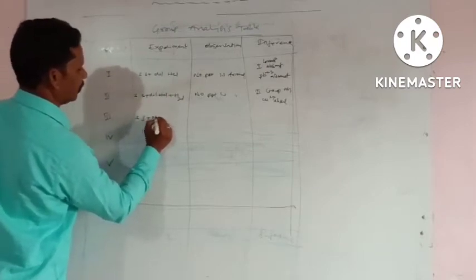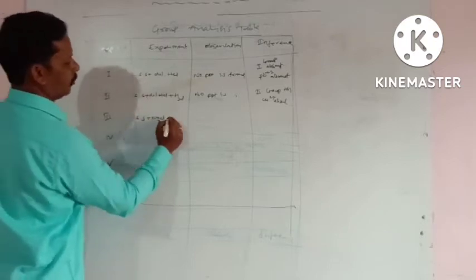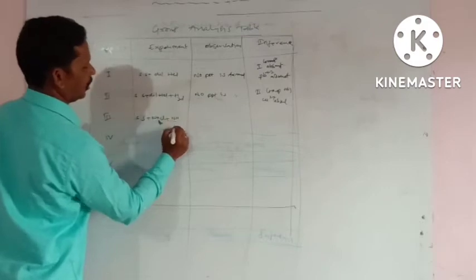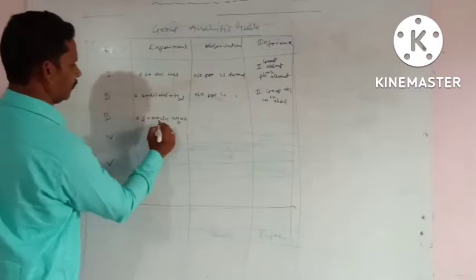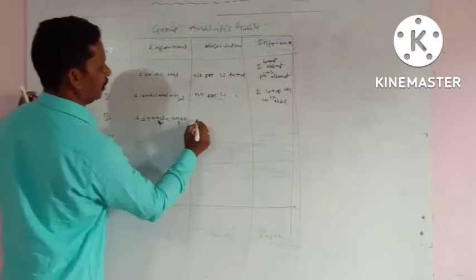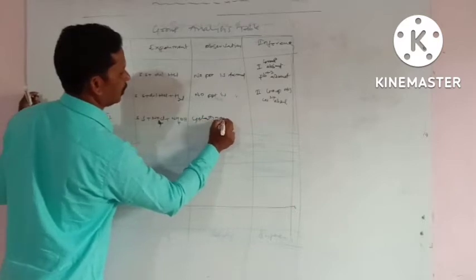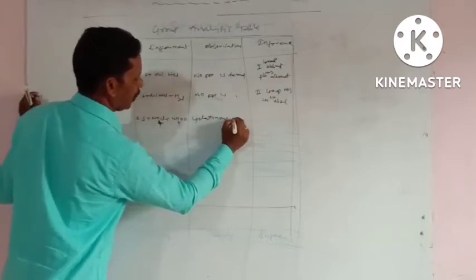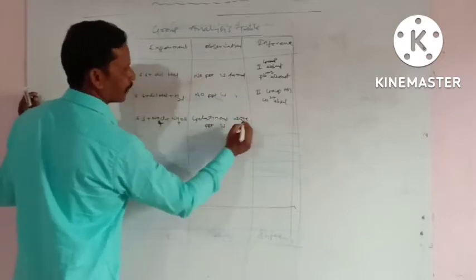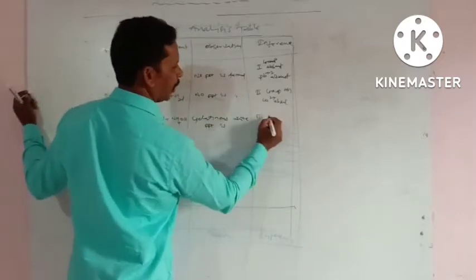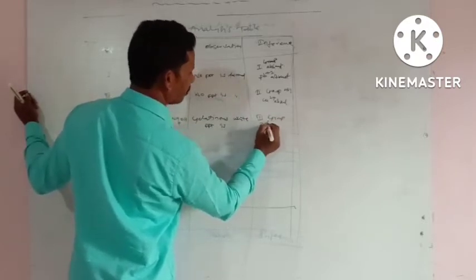And third group, salt solution plus ammonium chloride. I'm writing the formulas only, ammonium hydroxide. So ammonium chloride and ammonium hydroxide are the third group reagents. Here maybe a gelatinous white PPT is formed. Third group may be present.